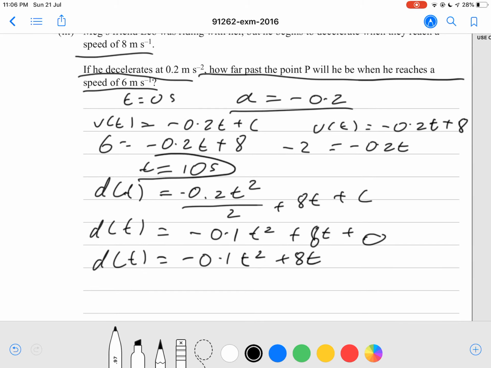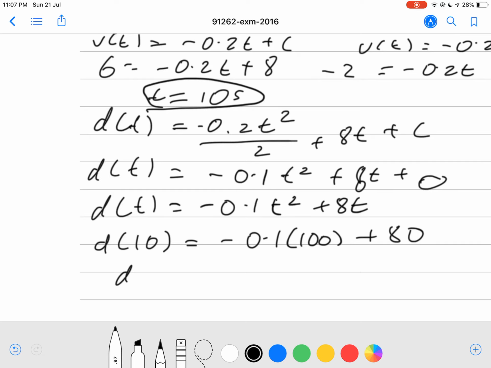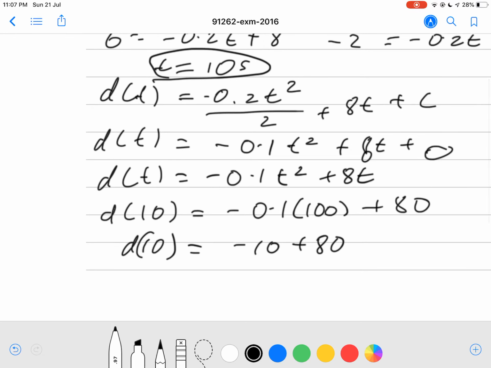And we have our time equals 10 seconds. So all we have to do now is substitute time equals 10 seconds to see how far he has traveled in 10 seconds. So d of 10 equals negative 0.1 times 100 plus 80. 100 times negative 0.1 is negative 10. So d of 10 is negative 10 plus 80. And that becomes equal to 70 meters, okay?